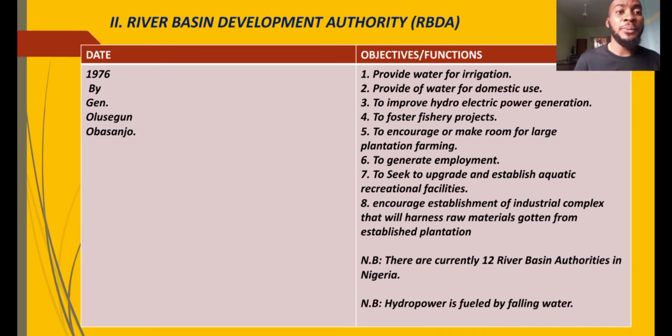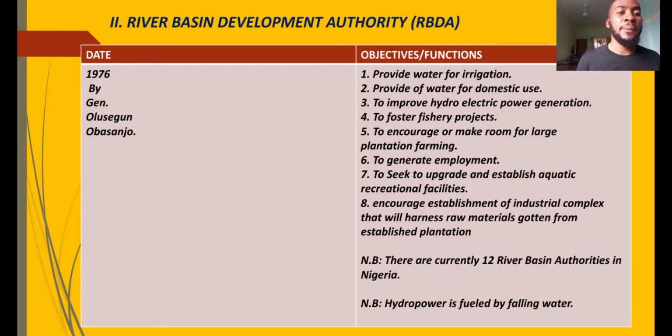Number 4, to foster fishery projects. You and I know that fishes don't live on land or in air. They live in water. So, given that this organization is charged with the duty to make provision for water, it's very easy to house fishes, or to rear fishes, because water is made available, thereby encouraging and improving fishery projects.